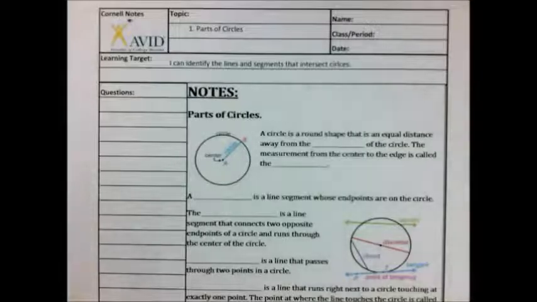Alright, so we have a different type of lesson today. We're just going to be talking about some more definitions, looking at what a circle is made up of. Your learning target is: I can identify the lines and segments that intersect circles.